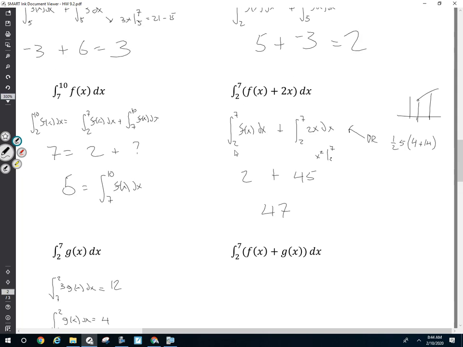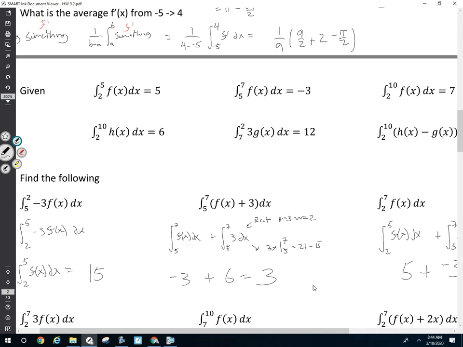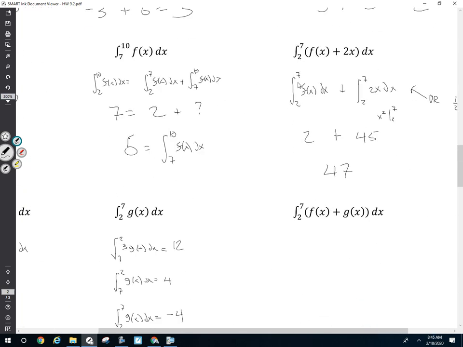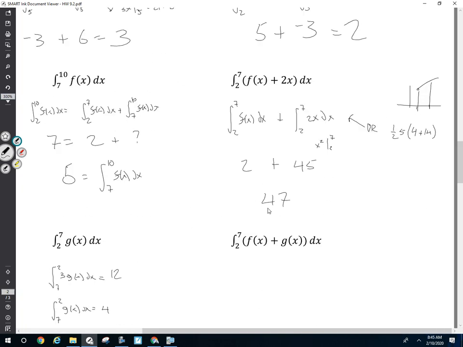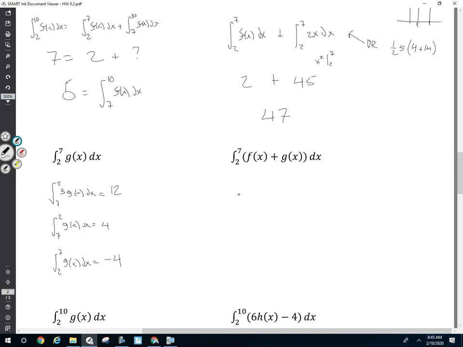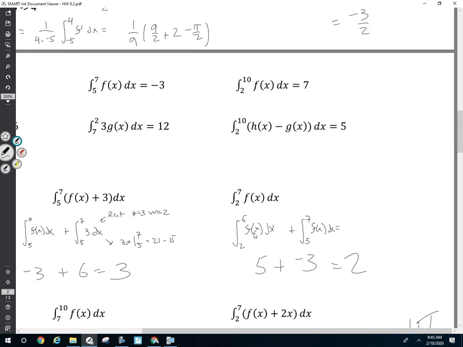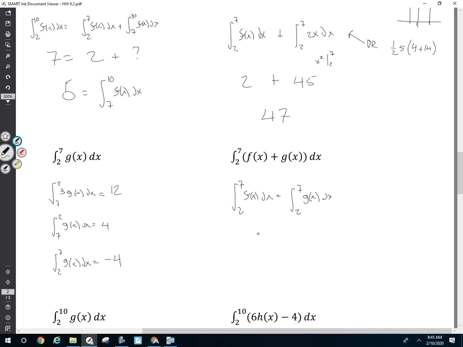2 to 7 of f plus g. Well, I know what the integral from 2 to 7 of g is. I know what the integral from 2 to 7 of f is. It's 2. Okay, so split this up. This is 2 to 7 of f plus 2 to 7 of g. 2 to 7 of f is 2. I just found 2 to 7 of g is negative 4, so this is negative 2.